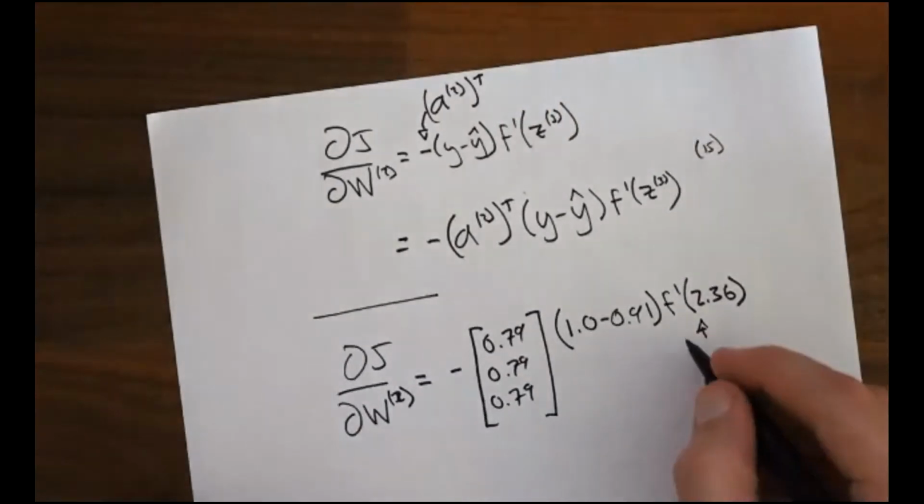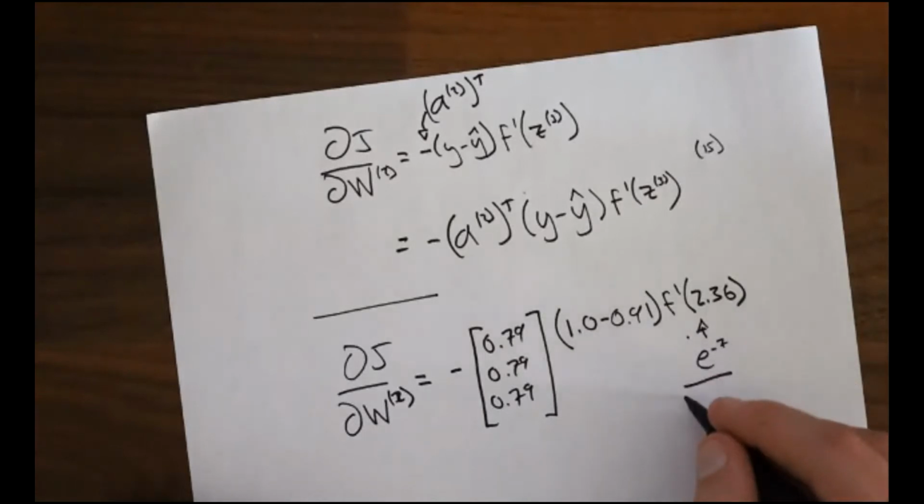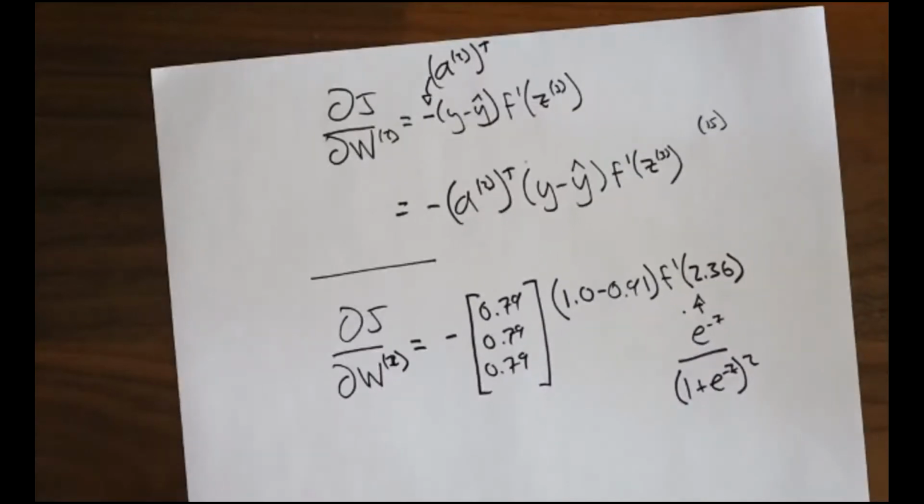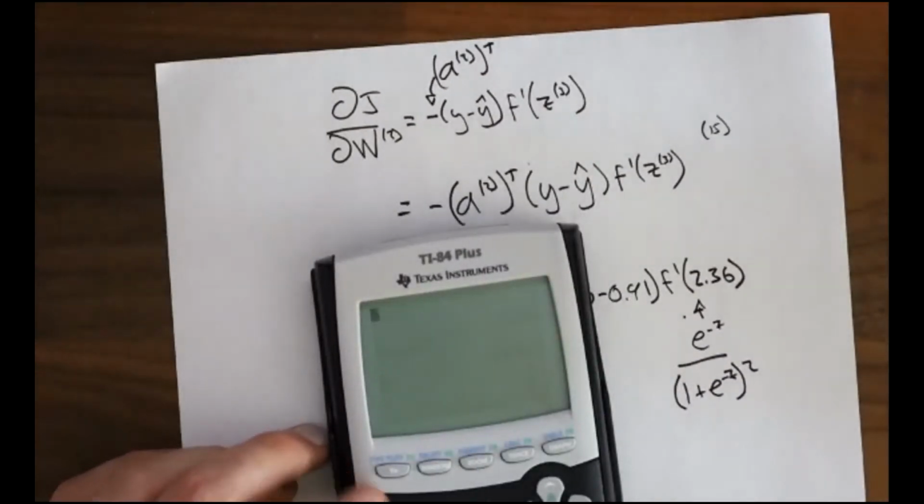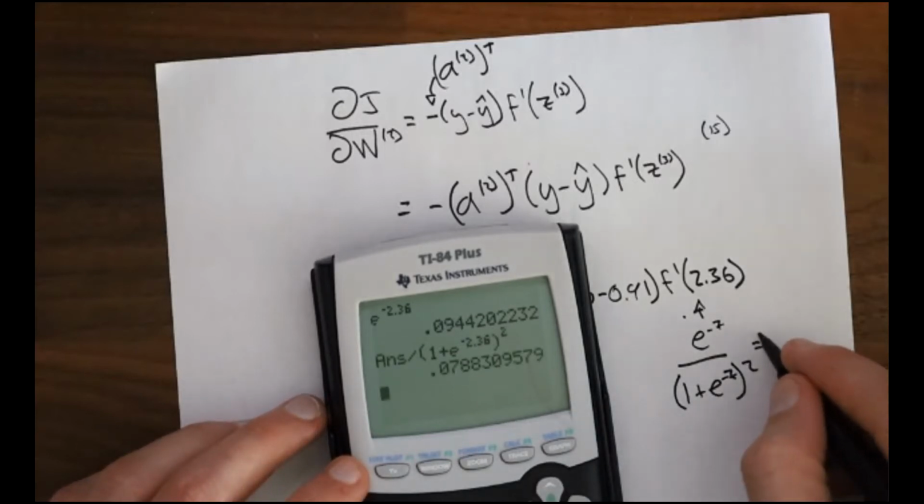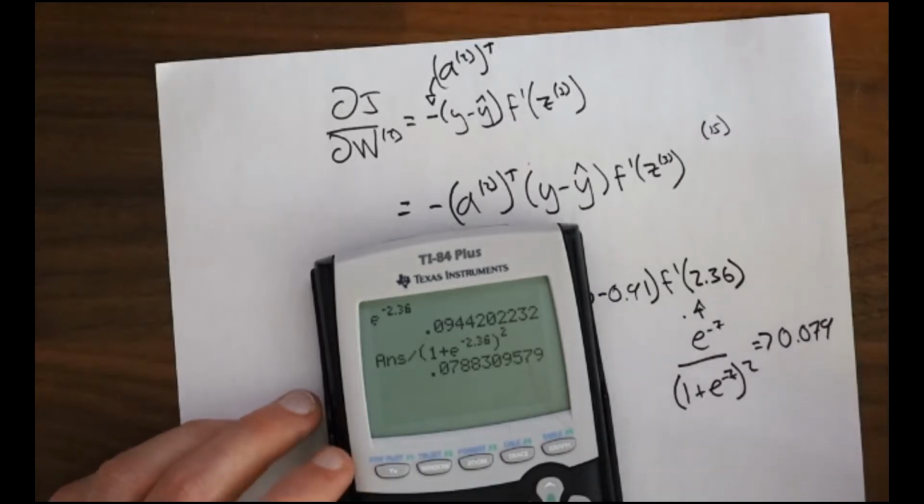So let's just deal with this part for a second. So we have e to the minus z. This is what we computed in question 6. 1 plus e to the minus z squared, like that. So we can get out our calculator and plug in 2.36. So we have e to the minus 2.36, divided by 1 plus e to the minus 2.36, squared. I think that gets it. Let me know if you get something different. But for this, I get 0.078 or 0.079.